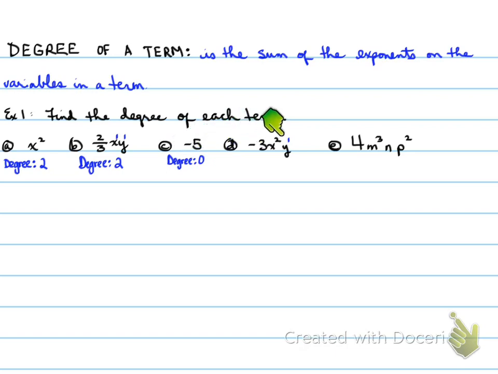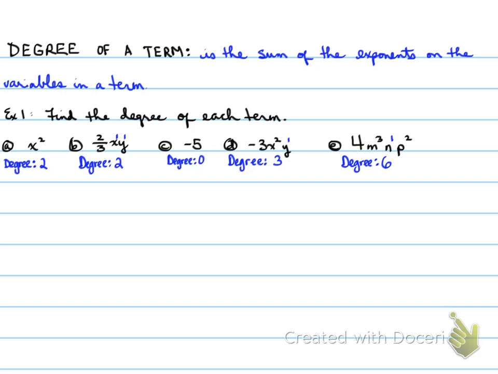Here we have x squared y. X squared, and then a y has an exponent 1. What's the degree of this term? That's right, it will be 3. The last one. The degree on m has an exponent 3, n has an exponent 1, and p has an exponent 2, so the degree of this final one is 3 plus 1 plus 2, which makes 6.